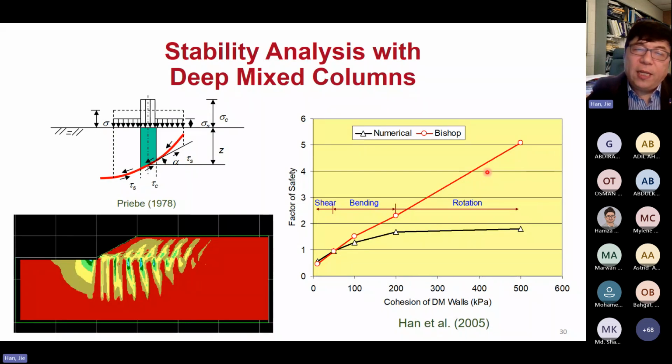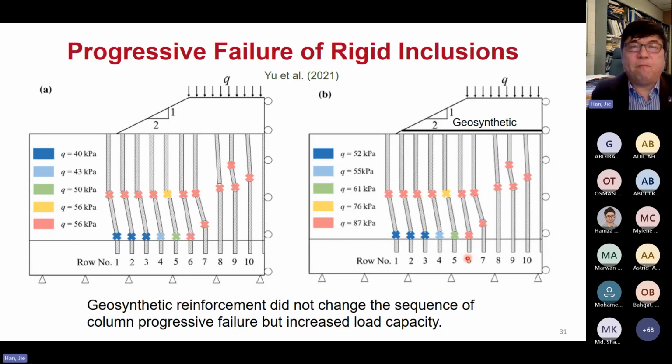It is very dangerous to use the Bishop method, the shear failure method, to predict rigid inclusions like this, because when the stress gets high, this will become more like a rigid inclusion, and not like a stone column kind of thing. But as I mentioned before, deep mixing can be a rigid inclusion or not, depending on the strength and stiffness. The other study, done in China, was a centrifuge study.